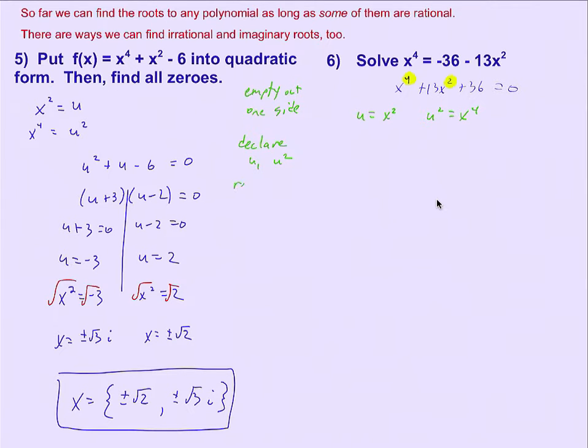And then we will rewrite as a quadratic. This only works if the first term is the square of the second. Well, that's what we have here, so we can turn this into u squared plus 13u plus 36 equals 0. And now we will solve for u.